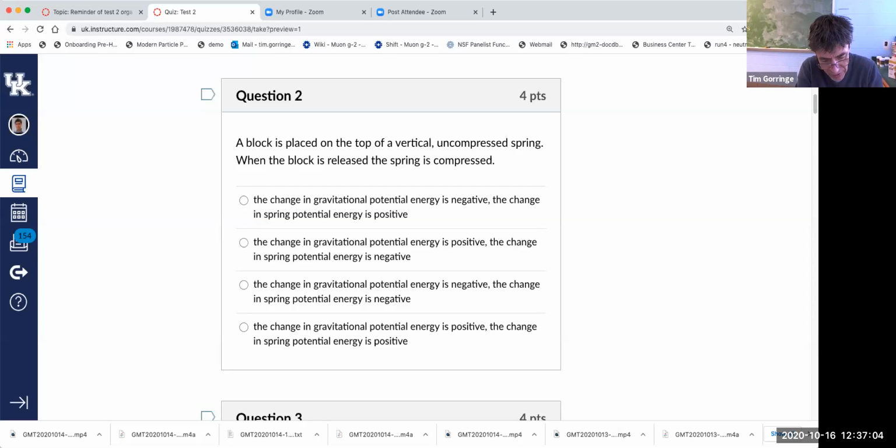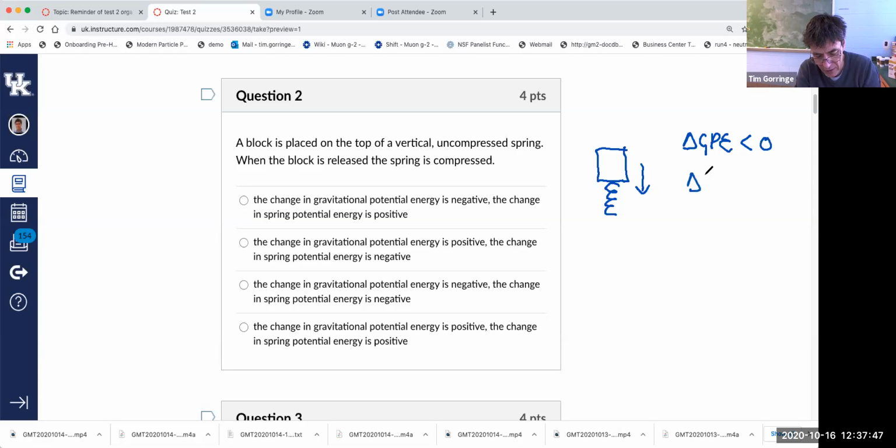So let me just draw a sketch of that. And the block is moving downwards and the spring is being compressed. Now, when the block moves downwards, that changes the gravitational potential energy. That's mgh. And the elevation h will get smaller. And so the final gravitational potential energy will be smaller than the initial gravitational potential energy. And so this change in gravitational potential energy, final minus initial, is going to be negative.